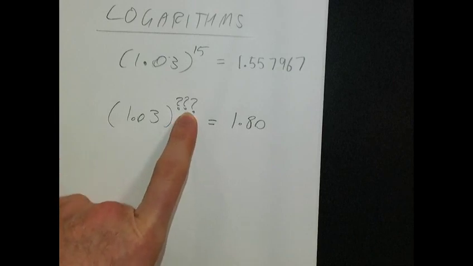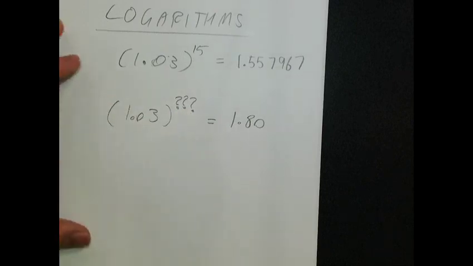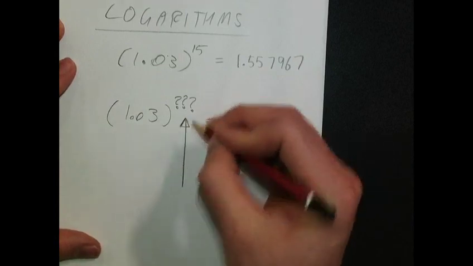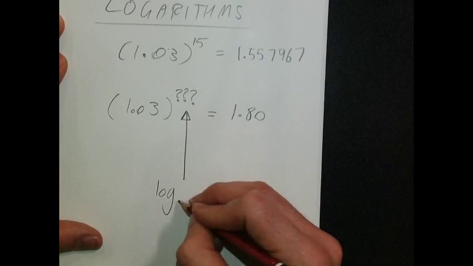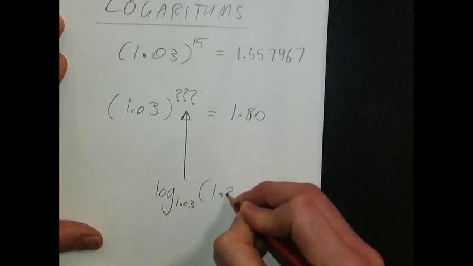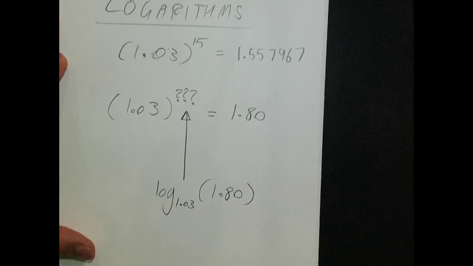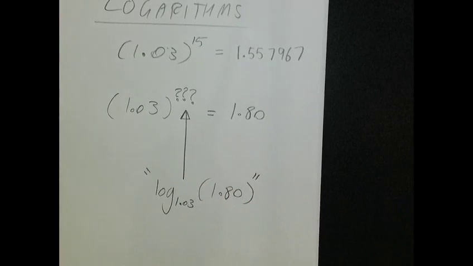Okay? And the name of the answer to this question is that. So that is the name of that answer there. It's saying the answer to 1.03 to the what is 1.80 is called, in math world, log base 1.03 of 1.80. It's asking me what power do I have to raise 1.03 to get 1.80. That is the purpose of logs.